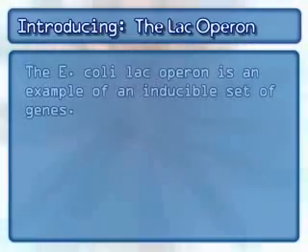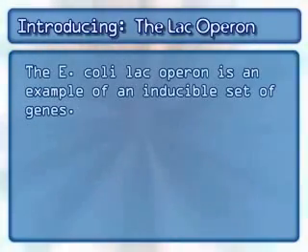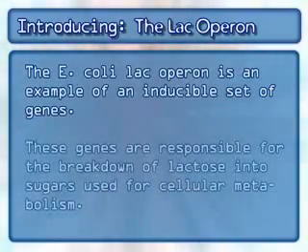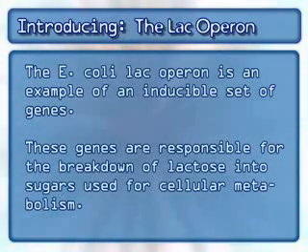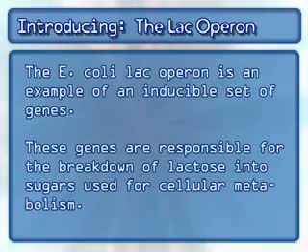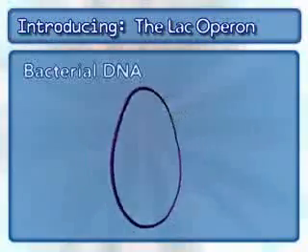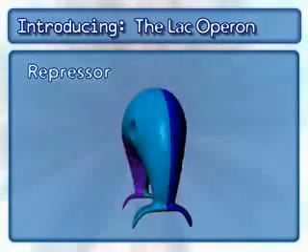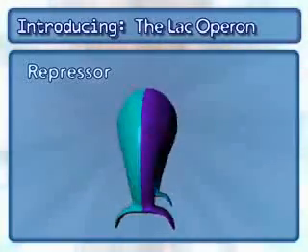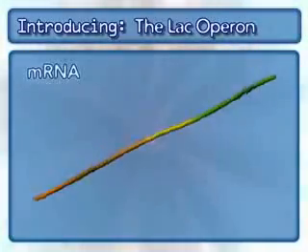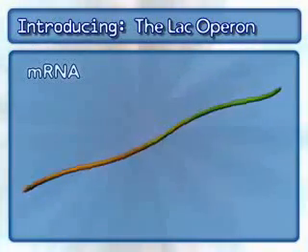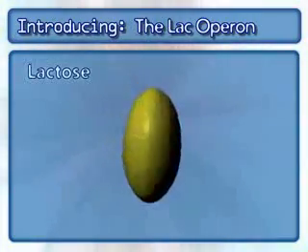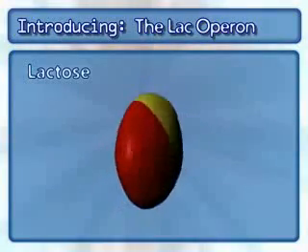The E. coli Lac Operon is an example of an inducible set of genes. These genes are responsible for the breakdown of lactose into sugars used for cellular metabolism. This inducible system also involves bacterial DNA, a repressor, mRNA, and the sugar molecule lactose.